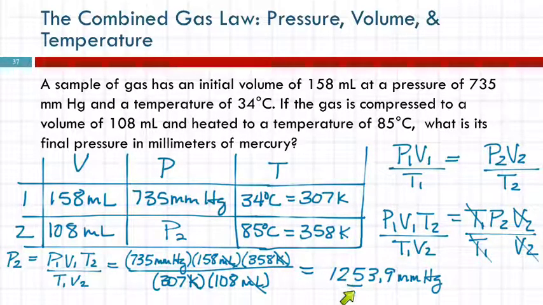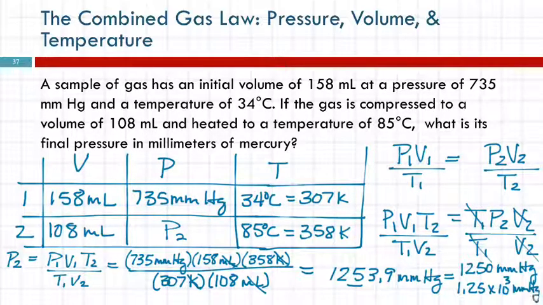So I should round this to the tens place, to the nearest 10. That's not 125. It's 1,250. So 3 sig figs is going to be 1250 millimeters of mercury. Scientific notation is always awesome. 1.25 times 10 to the third millimeters of mercury. Any questions?